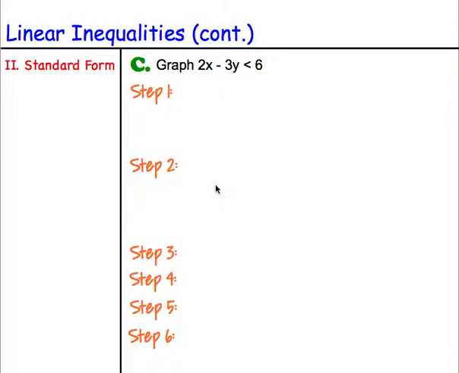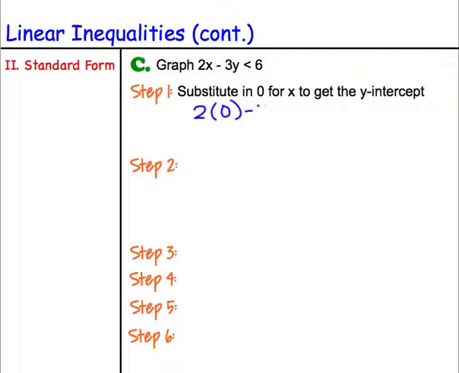Now that we've had the chance to practice graphing linear inequalities in slope-intercept form, we're going to take a look at them in standard form. When we have them in standard form, the first thing we're going to do is substitute in 0 for x to get the y-intercept. So if I put in 0 for x, I get negative 3y is less than 6, and divide by negative 3.